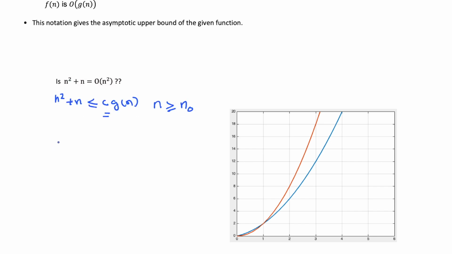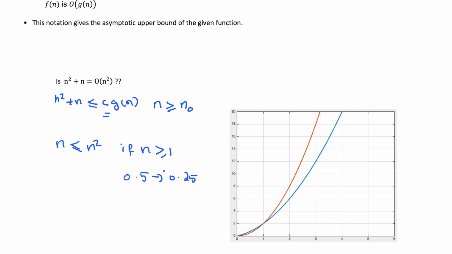So we know that n is always less than or equal to n square if n is greater than or equal to 1, right? That is, a value will always be less than or equal to its square if the value is greater than or equal to 1. If the value of n is less than 1, then n will be greater than n square, because if you have a value 0.5 and you square it, then you will get 0.25.